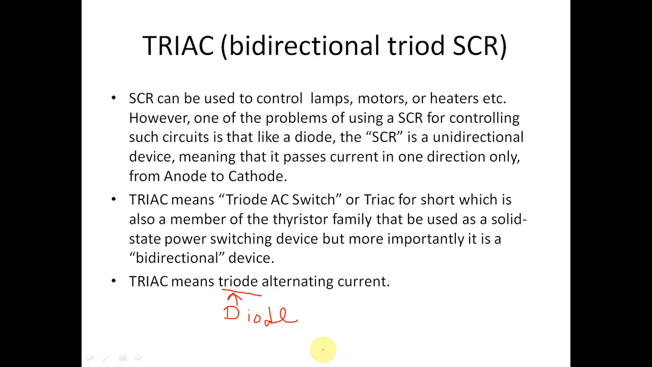Diode has two terminals, and triode has three terminals. Triac is a triode AC switch, abbreviated as triac. There are two meanings of triac: triode alternating current or triode AC switch. Remember that SCR is a unidirectional device and triac is a bidirectional device. These concepts are to be remembered here.